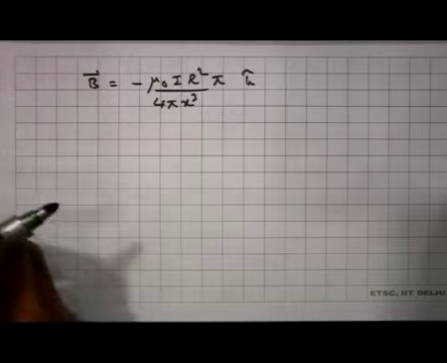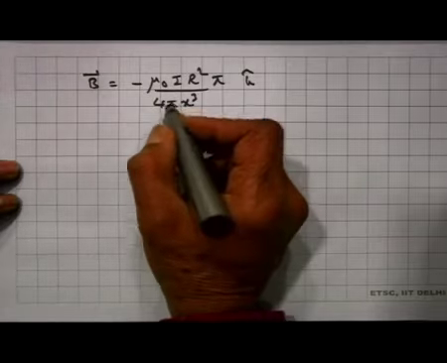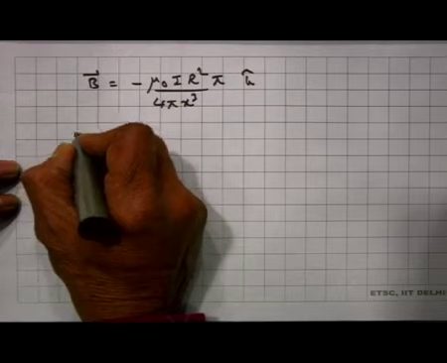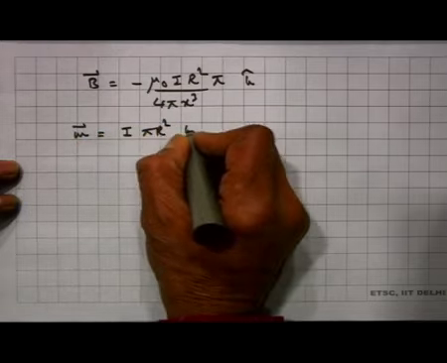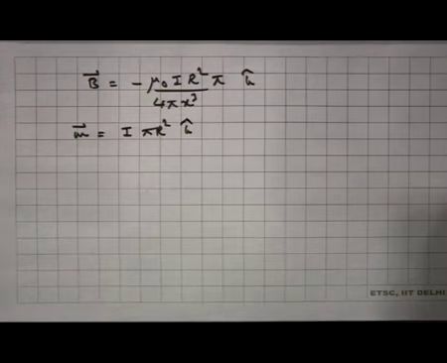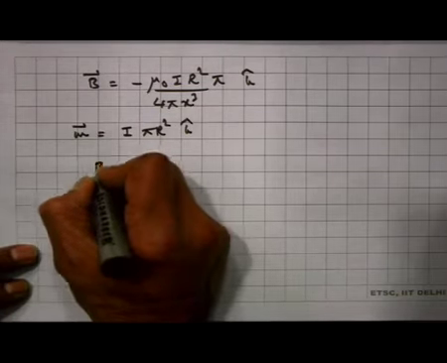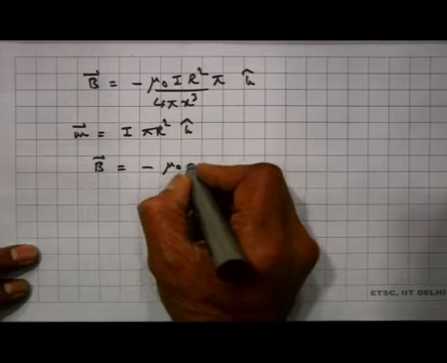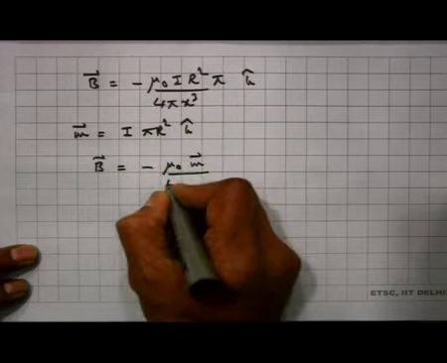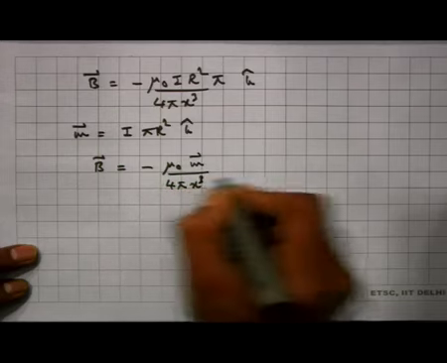So, I get an equation for this, and recall that the magnetic dipole moment is defined as I times pi r square k cap. So, B becomes equal to minus mu naught m by 4 pi x for x.